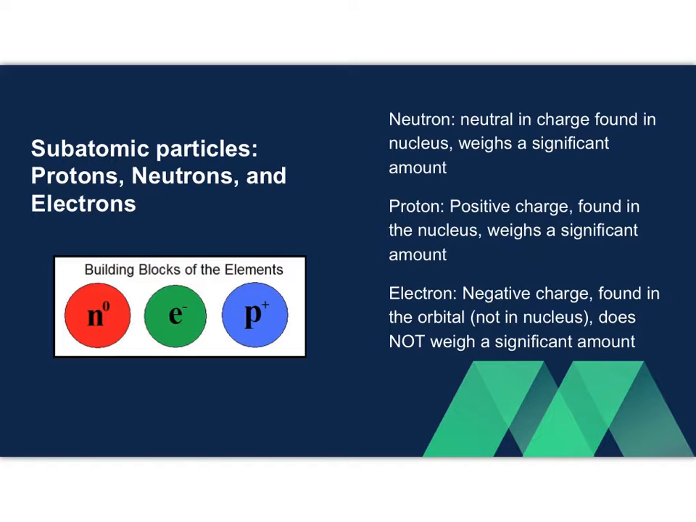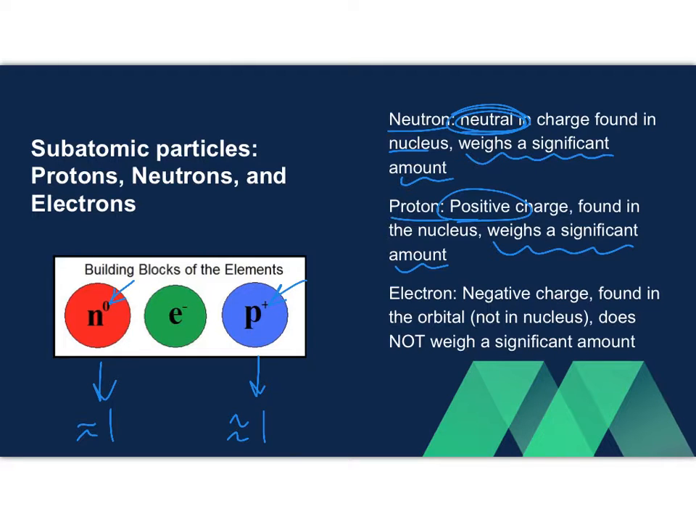The neutron is neutral, okay? So the big thing to remember is it's neutral, meaning it has no charge. So it's not positive, it's not negative, it's just a neutron. We find this in the nucleus, and we say that it weighs a significant amount, essentially 1. The proton has a positive charge, so we always indicate that with the little plus sign here, and it's found in the nucleus as well, and again, it weighs a significant amount, which we say is essentially 1.